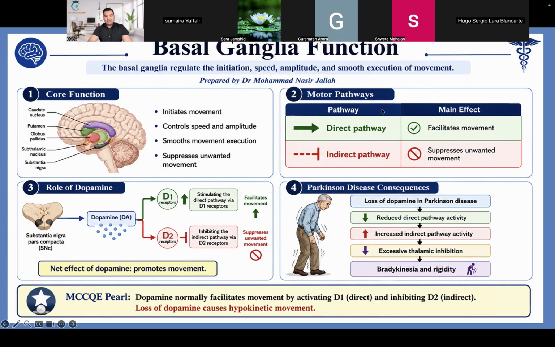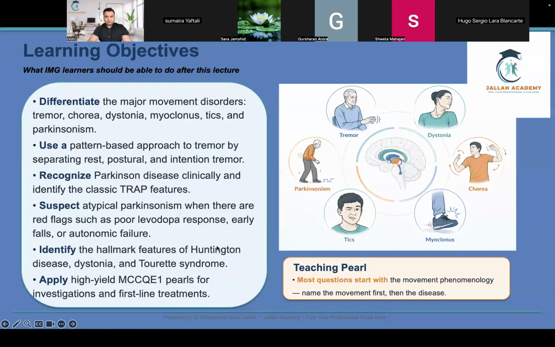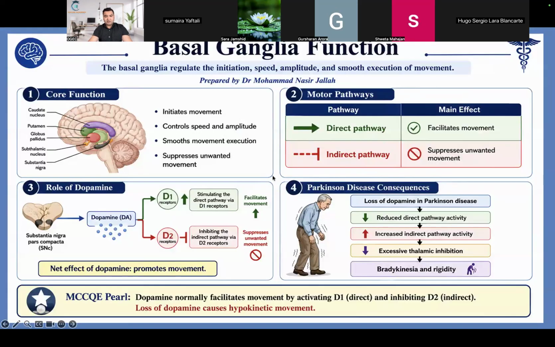directly from the indirect pathway. So they might ask you a question: which one of the following hormones is playing a major role in normal movement of this person or abnormal movement of this person? It will be dopamine. And probably they will ask what is the functionality of dopamine in controlling the movement. It will stimulate the direct pathway and suppress the indirect pathway.